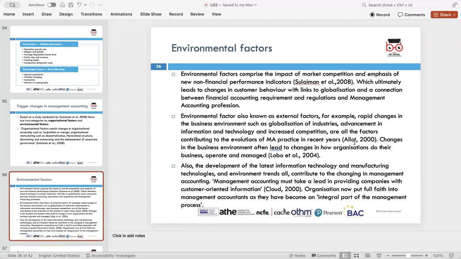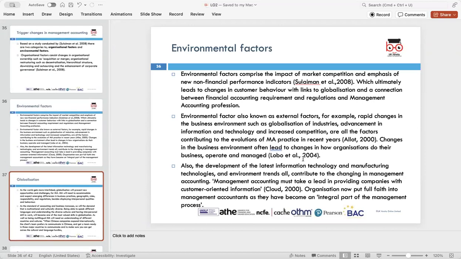Also, it is imperative that management accounting takes the initiative in delivering to businesses information that is customer oriented. The organization decided to put all of its faith in accounting professionals who specialize in management, since they have become an integral part of the process of management.